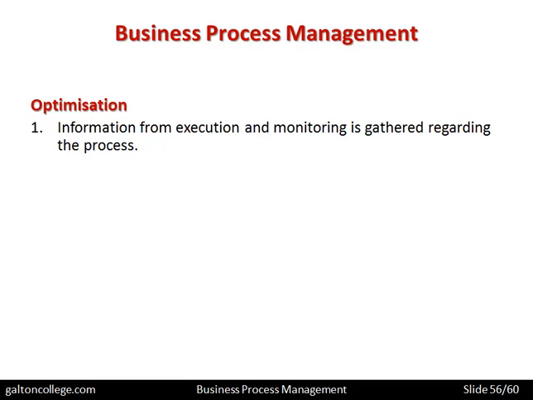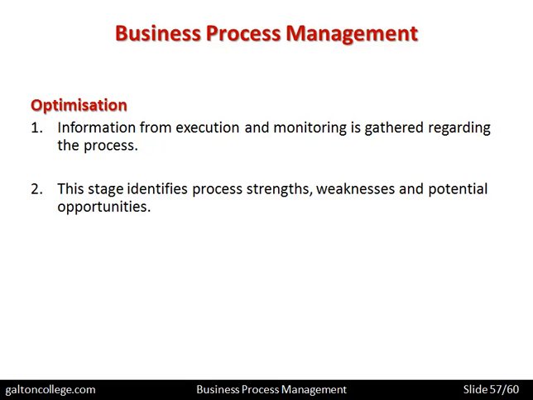It just needs tweaking to ensure that there is better continuity from one stage to the next, or that unnecessary interventions are cut out or eliminated, so that the system is allowed to run smoothly from one part to the next. So optimization is tweaking the system to get maximum efficiency from it. It identifies the process strengths and weaknesses and potential opportunities.